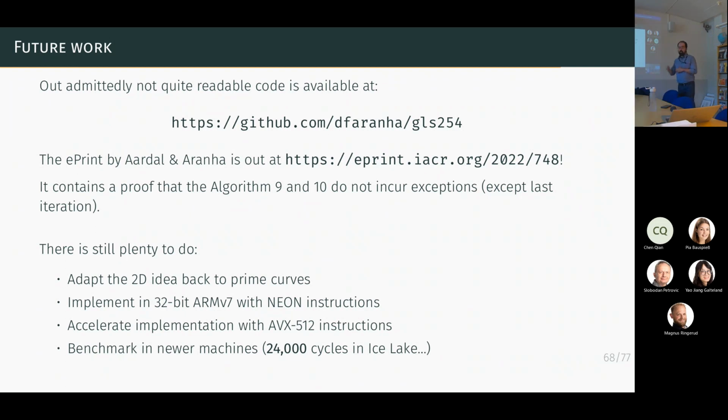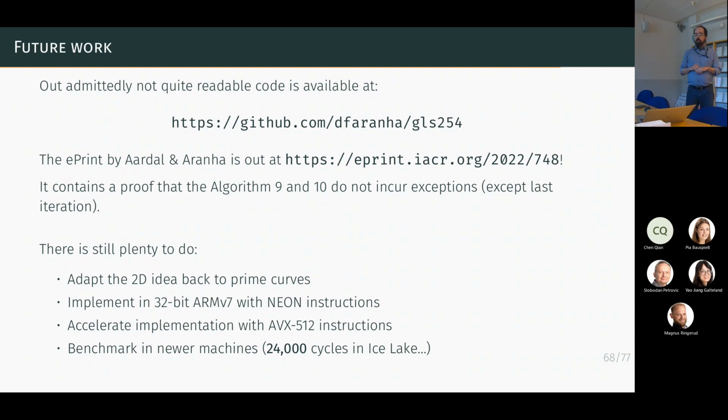We want to still continue working on this. Some follow-up work is to use bigger vector instructions like AVX512 to accelerate this further, and to use the idea for prime curves, which have endomorphisms too. This 2D table idea should apply there as well. I also want to do a more careful benchmark with the latest machines. If you pick the latest Ice Lake I could get from Amazon, assuming that measuring cycles there is consistent, which I really don't know, we got 24,000 cycles.